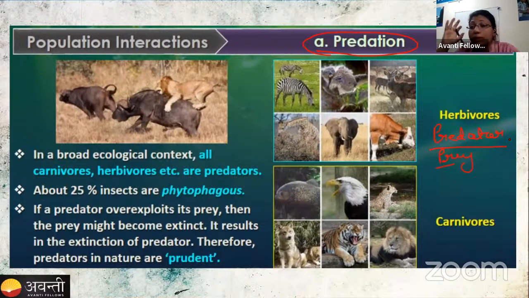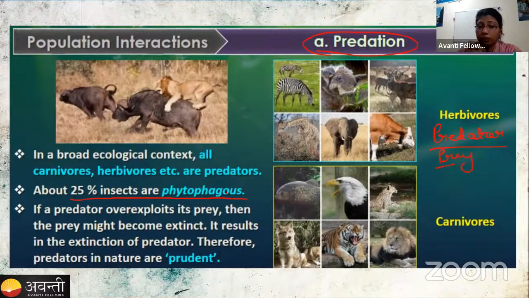Predator is the one who is hunting someone, and prey is the one who gets hunted. Okay, predators are those organisms who are hunting someone, and prey are the organisms who get hunted, right? So in a broad ecological context, we have the herbivores and the carnivores, or in another way we can say we have the producers and the consumers. Out of which 25% of insects are phytophagous, which consume phototrophic organisms.